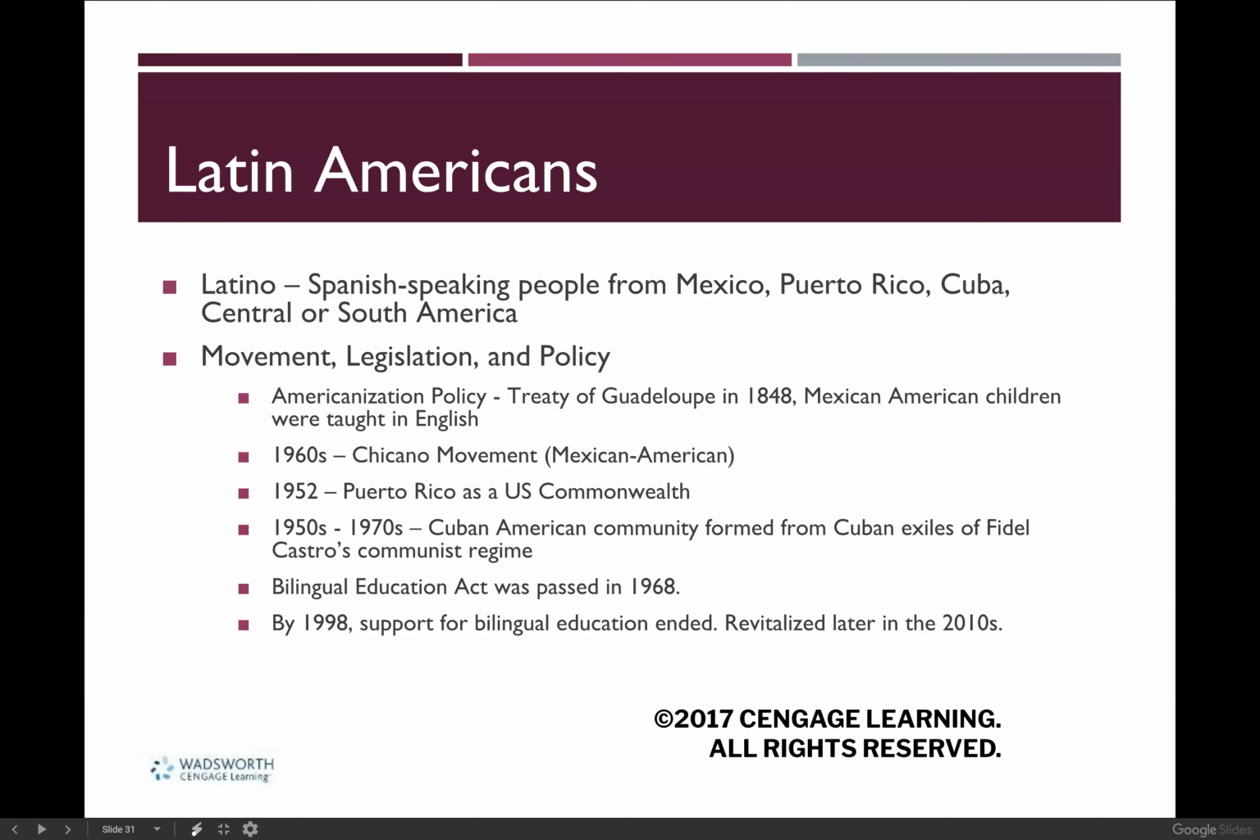And then it wasn't until 1968 that the Bilingual Education Act was passed. So that means before 1968, only English was taught, only English was allowed. People, immigrants, everybody could only speak English. And a lot of immigrants were considered unable to be educated because they didn't speak English at the time.